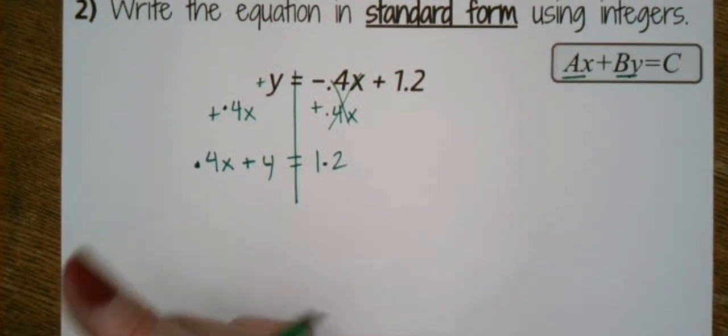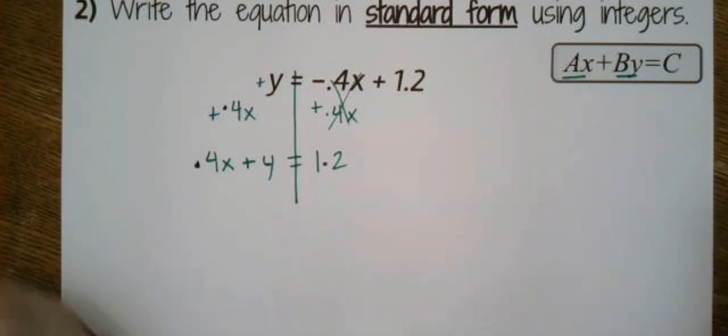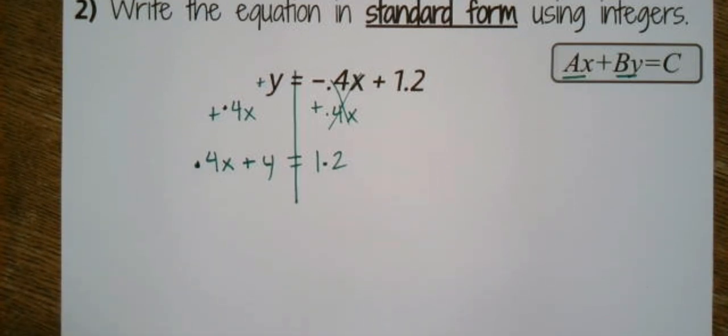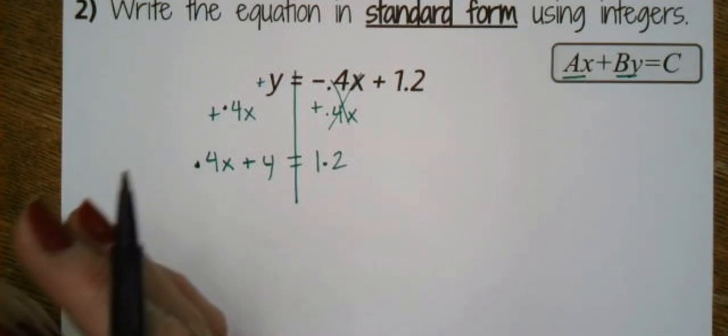Now we can't have decimals. We have to have integers. So again, just like I did before, I need to multiply both sides of the equation, of course, by some number that's going to change the 4/10 and the 1 2/10 into whole numbers.